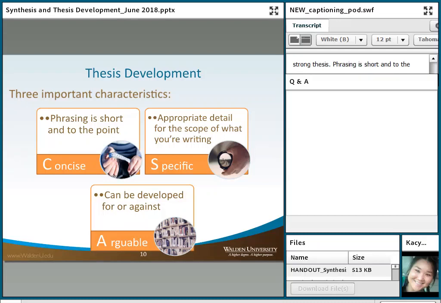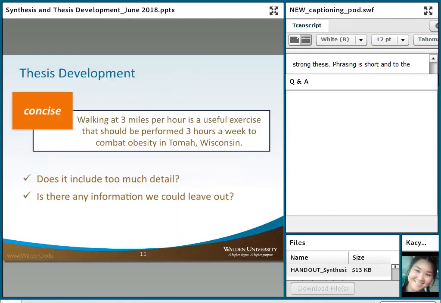And there are three important characteristics to a strong thesis. So phrasing is short and to the point, or concision. That you use appropriate detail for the scope of what you're writing, which is making sure that you're being specific. And that you have a thesis that can be developed or argued against, meaning that it is arguable. So we'll talk about each of these three pieces on their own.